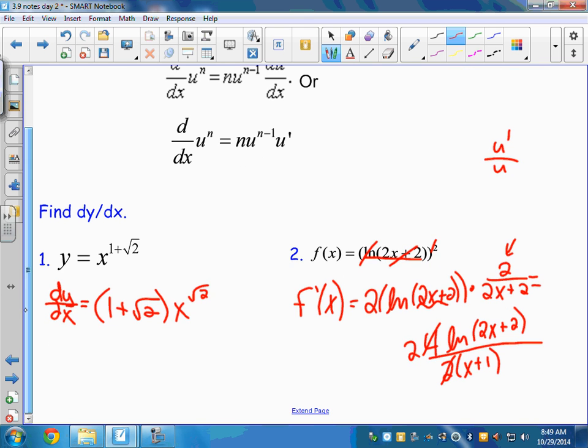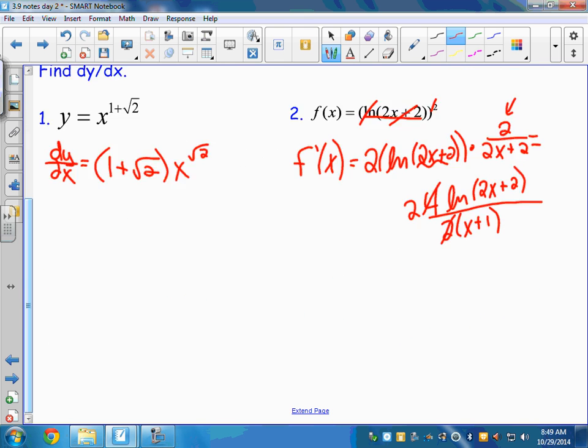Again, this is one where if it's odd, I would say check the answer or just be aware they could write this a few ways. I would leave my answer like this, 2 ln of 2x plus 2 over x plus 1. But could I put the 2 up there and make that ln of 2x plus 2 squared if I wanted to? Would that also be an acceptable answer? Would you ever have to do that? No, but just be aware, multiple choice questions, sometimes they throw in some weird simplifying. Not weird, just make you remember simplifying. But if you left the 2 in front, that's okay too.